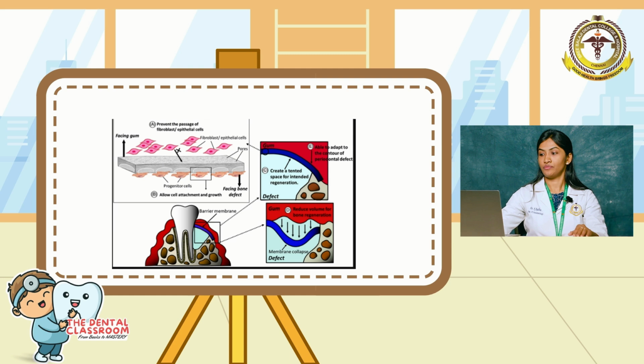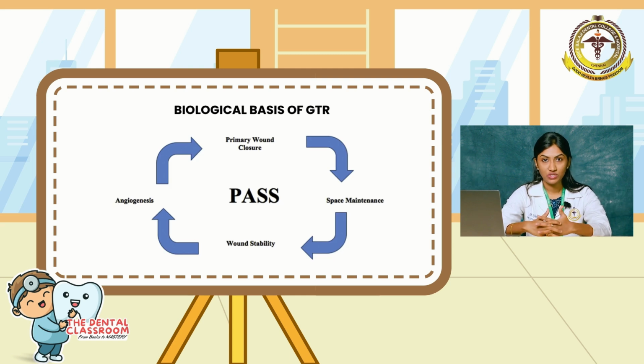This is an important step for periodontal regeneration, which is going to achieve the three most important rationale. Moving on to the biological basis of GTR, this biology is depicted as the acronym PASS. So what is this PASS? The P stands for primary wound closure, A stands for angiogenesis, S stands for wound stability, and the last S stands for space maintenance. This four PASS principle is very important for achieving periodontal regeneration. We have to remember this as a very important point from the exam point of view.